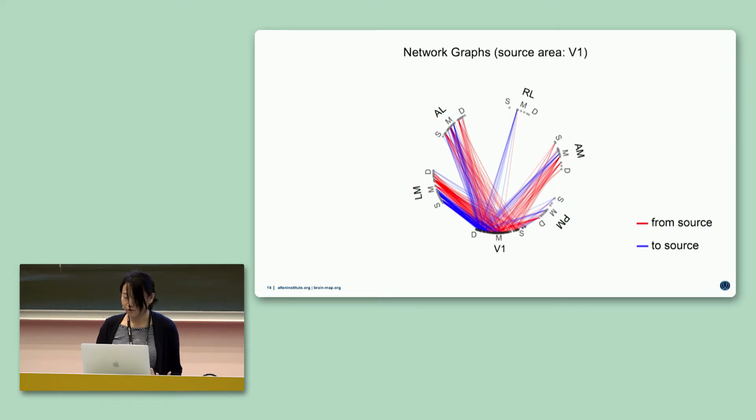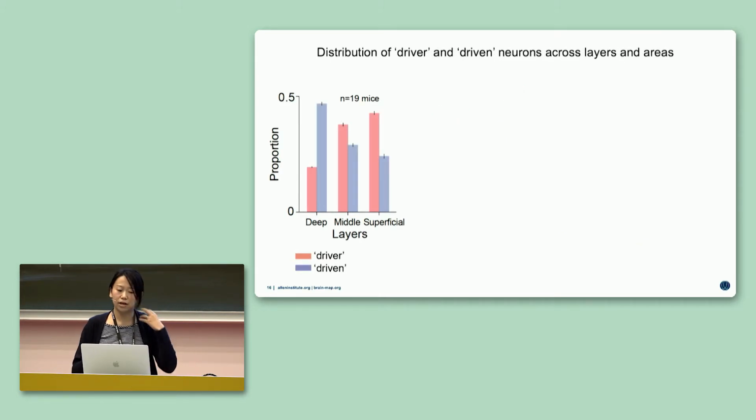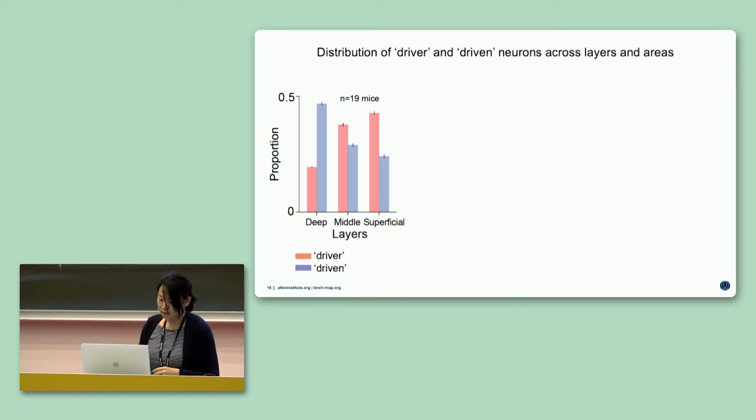How about other high visual areas? Here is another example in the same mouse, using LM, a high visual area in mouse visual cortex, as the source area. You can see clearly that with this method we still separated out the input and output of the area, and they have clear layer dependency. To quantify the layer dependency and separate it into the 3 layers I just mentioned in my introduction, we see a bias in the distribution.